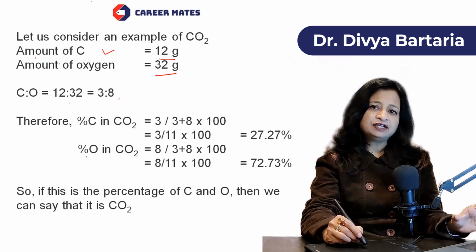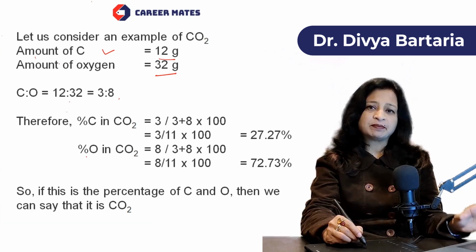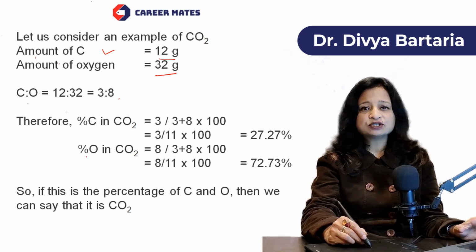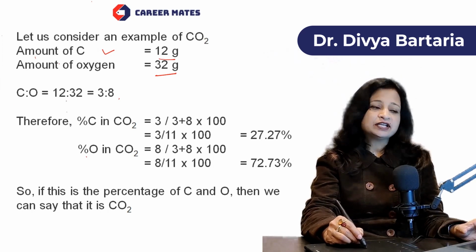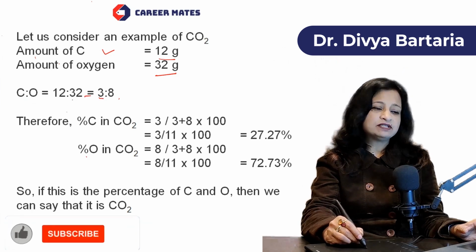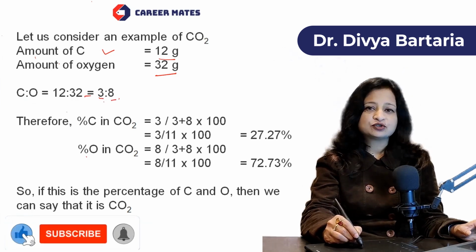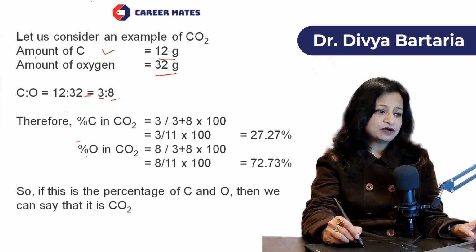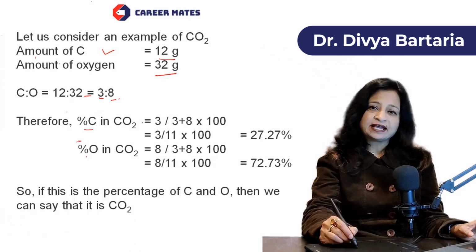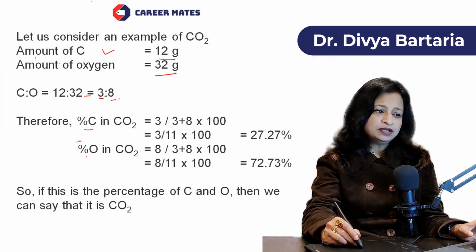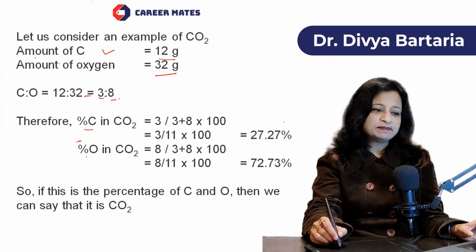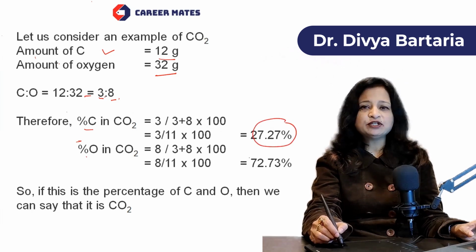So in every source, whenever we get carbon dioxide from any of the sources, the elements would be carbon and oxygen only, and then their ratio would be 3:8. 12:32 or 3:8 is the ratio of carbon and oxygen. Now, if we calculate the percentage of carbon in carbon dioxide, we can calculate in the same manner. 3 divided by 3 plus 8, that is 11 into 100. So, what is the percentage of carbon here?